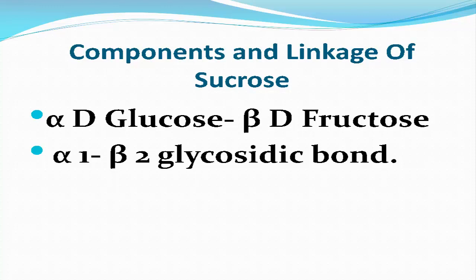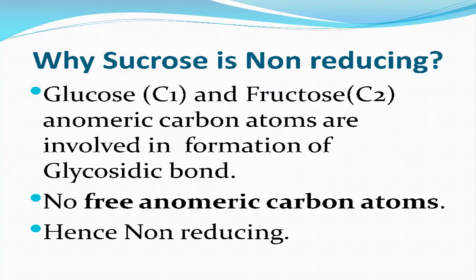this is very interesting. See this, that it is alpha 1 beta 2 glycosidic bond. So the carbon 1 of glucose, which is the functional carbon, and the carbon 2 of fructose, which is again the functional carbon, both are involved in the glycosidic bond. So none of them are available, so it is non-reducing. Glucose and fructose, both the anomeric carbons are involved, so it is non-reducing.